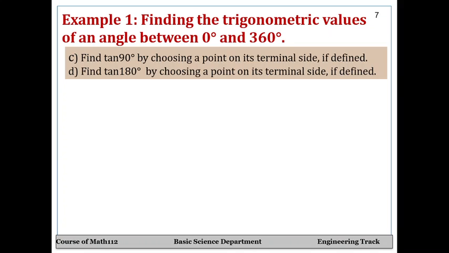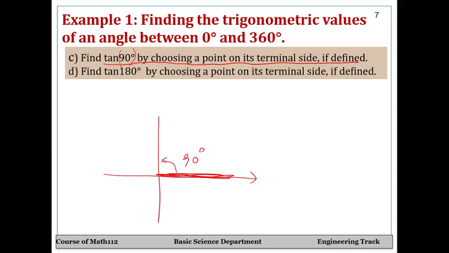Now let's keep doing this for different angles. Here, tangent 90: find tangent 90 by choosing a point on its terminal side, if defined. Okay, 90 degrees. Let's try to put this 90 degrees here. Okay, 90 degrees is this one here. So this is the initial side, and for the 90 degrees, this y-axis will be the terminal side, the terminal side of 90 degrees.